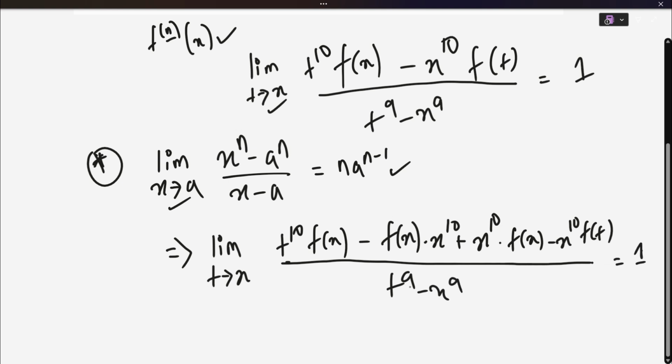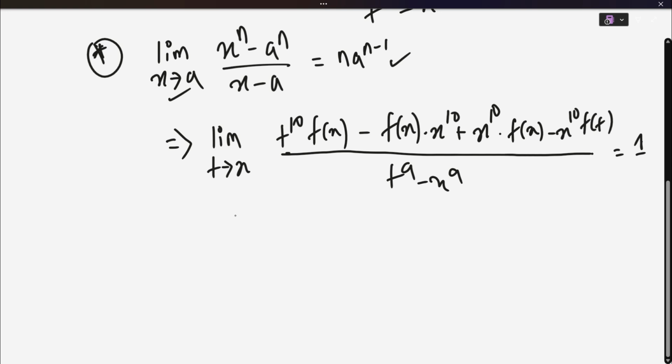Okay, now we can use the distributive law to separate these two parts of the limit because they exist independently, and we can do this, and we get limit t tends to x.